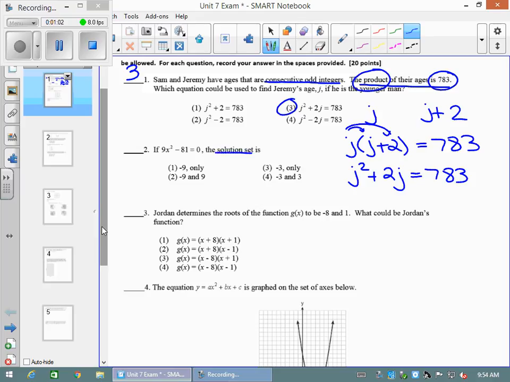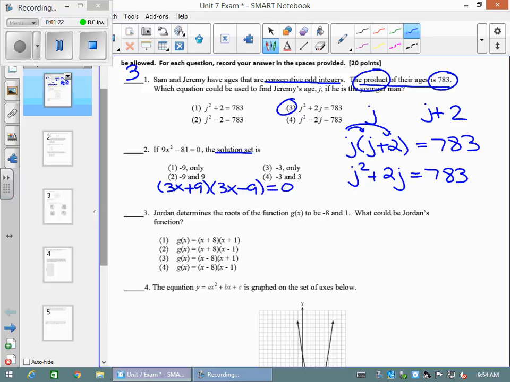Question 2. It's telling me 9x squared minus 81 is equal to 0, so what would the solution set be? So we're looking for the roots of this quadratic equation. 9x squared minus 81 is the difference of 2 squares. So if I factor that, I get 3x plus 9, 3x minus 9 is equal to 0.